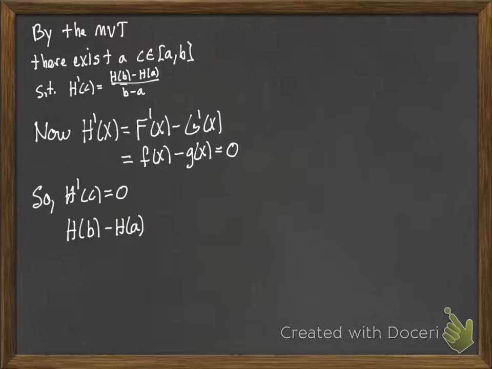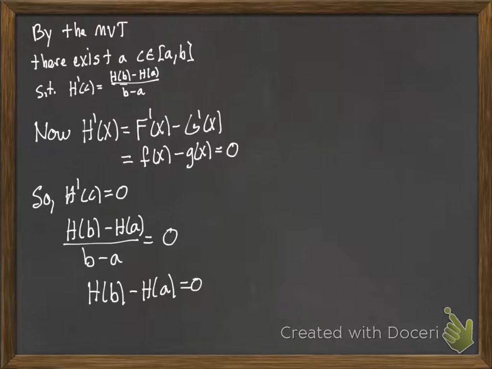And so now, by the mean value theorem, we have H of b minus H of a over b minus a has to be equal to 0. And so if that's the case, since b and a are not equal, we can multiply by b minus a and get H of b minus H of a equals 0. But if H of b minus H of a is 0, then H of b has to be equal to H of a. Now that was true for any a and b in the interval. We picked any random a and b. So it's in fact true for all points in the interval. They're all equal.